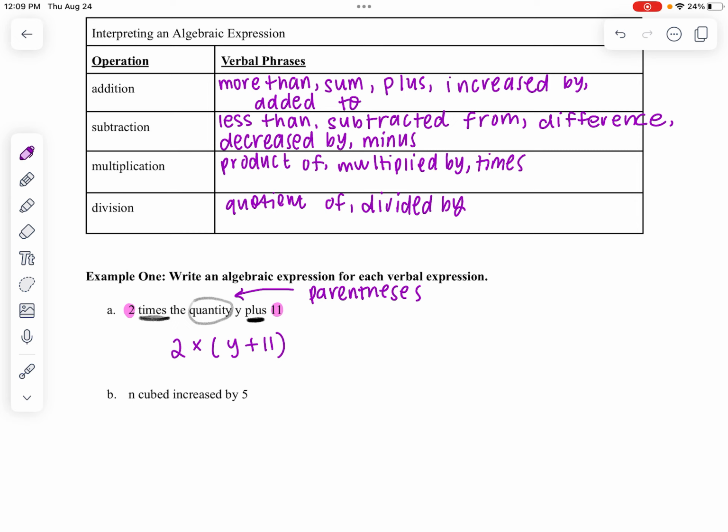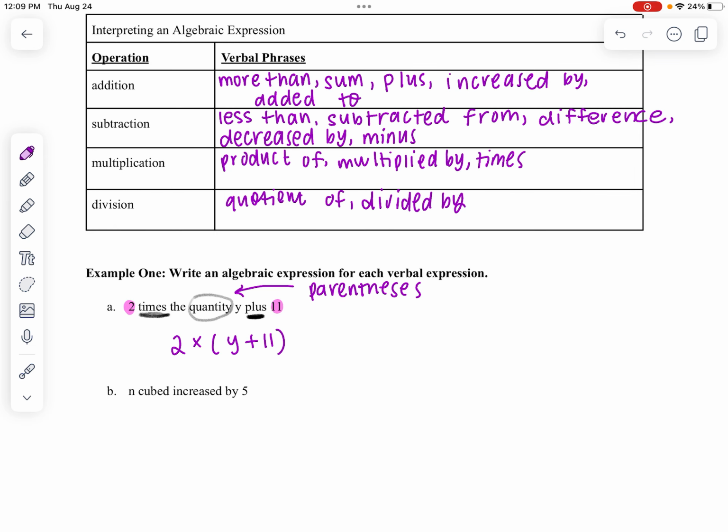Here's our next one. N cubed increased by 5. So I have 2 things that we're working with. I have an n and I have a 5, and then increased by indicates to me that I should use addition. But cubed wasn't in any of our popular verbal phrases. Cubed just means an exponent of 3. So I'm just going to go left to right. If I do n cubed, and if I want to increase that by 5, I would just do plus 5, and that's our answer.